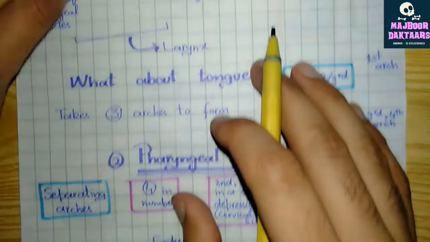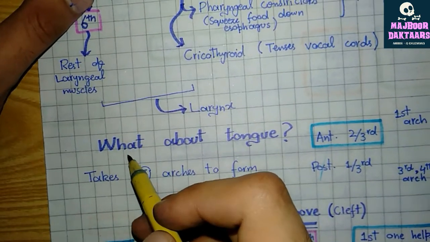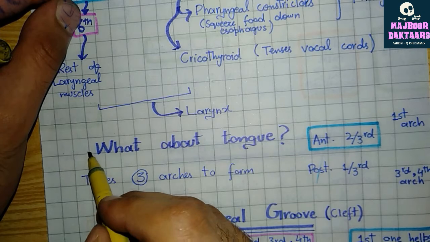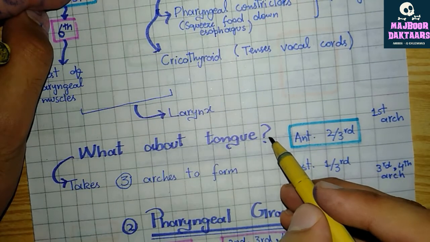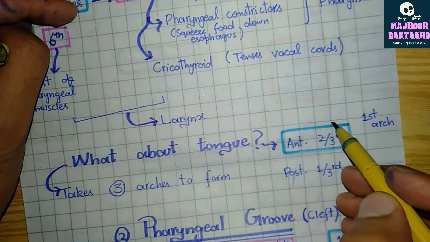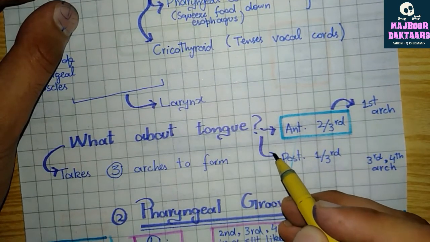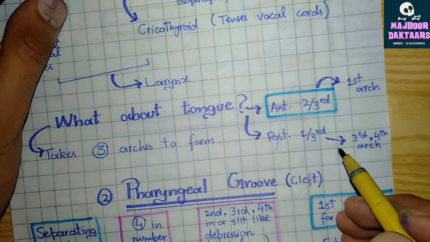So now, what about the tongue? Where does the tongue develop? The tongue takes three arches to form. The anterior 2/3 of the tongue is formed from the first pharyngeal arch, while the posterior 1/3 of the tongue is formed from the third and fourth arches.